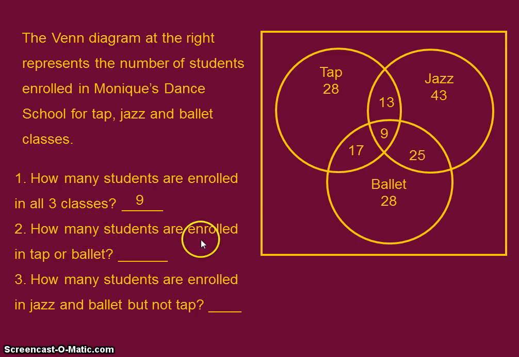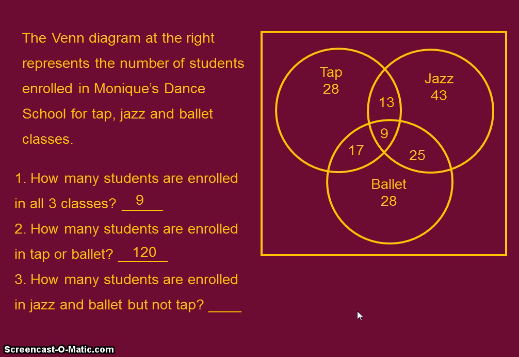Number 2 says how many students are enrolled in tap or ballet. So that means they could be in either one of those circles, the tap circle or the ballet circle. So that's going to include all of the numbers that are in either one of these 2 circles. I'm only going to count each of them once. So I've got 28 plus 13 is 41, plus 9 is 50, plus 25 is 75, plus 17 is 92, plus 8 is 100, plus 20 is 120. So in either one of those circles, it's 120.